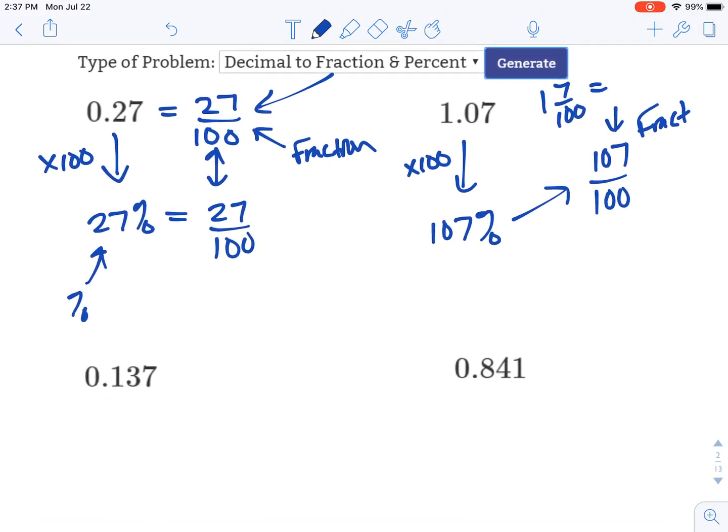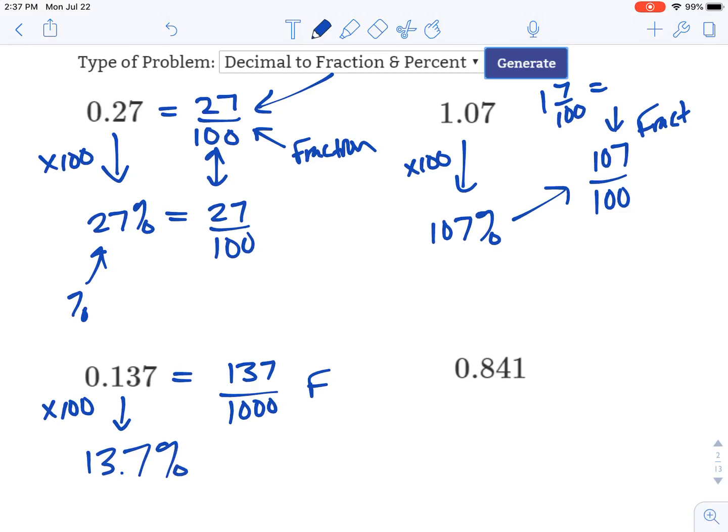For the next one here, this would be 137 thousandths as a fraction if you were to write that first. That would be our fraction to represent this. And then again, to make it into a percent, simply do times 100 to the decimal. You get 13.7%. No big deal. That would be 13.7 out of 100, which of course is equivalent to what we have up above. 137 thousandths is the same as 13.7 hundredths.